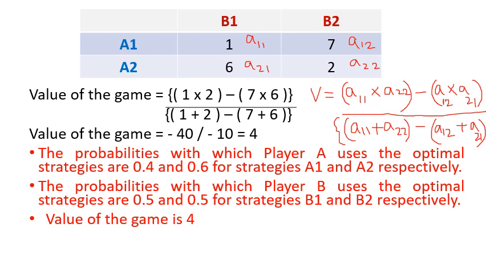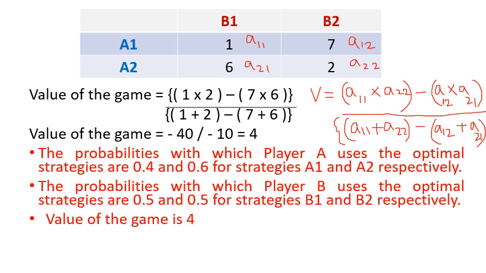So minus 40 minus 10, which is equal to 4. So your value of the game will come to 4, a value of 4. So it is a positive value here. So the value of the game is a positive value, but unlike your pure strategy problem, you cannot here say that a particular player will be the winner, because it's probability based. It's a probability based mixed strategy problem.